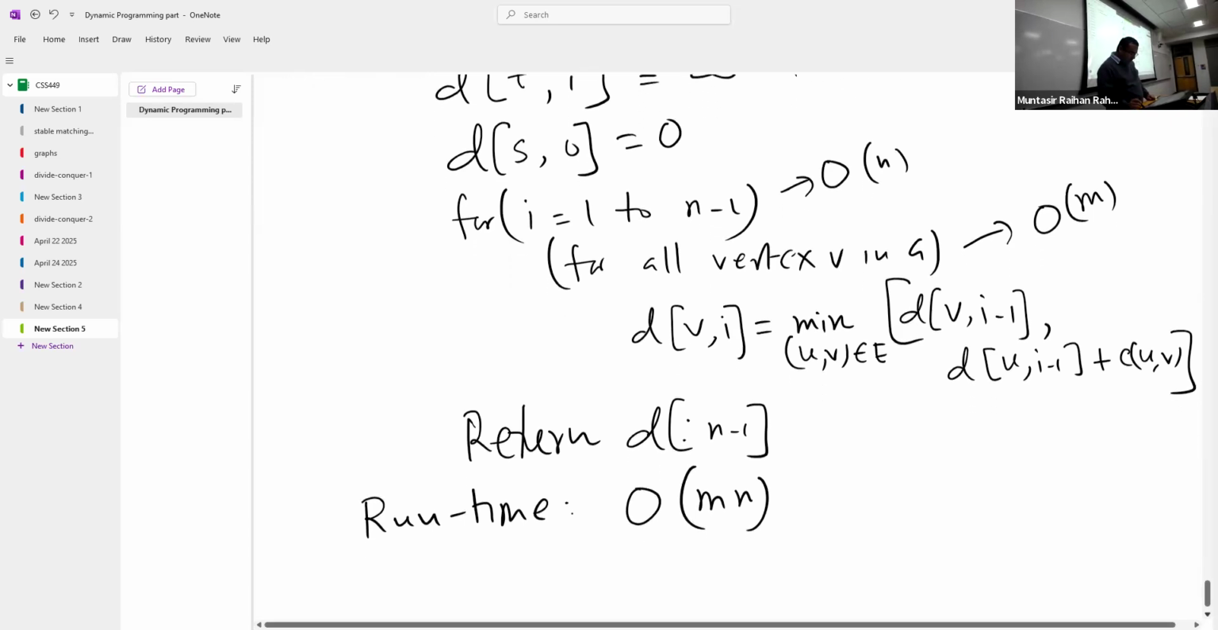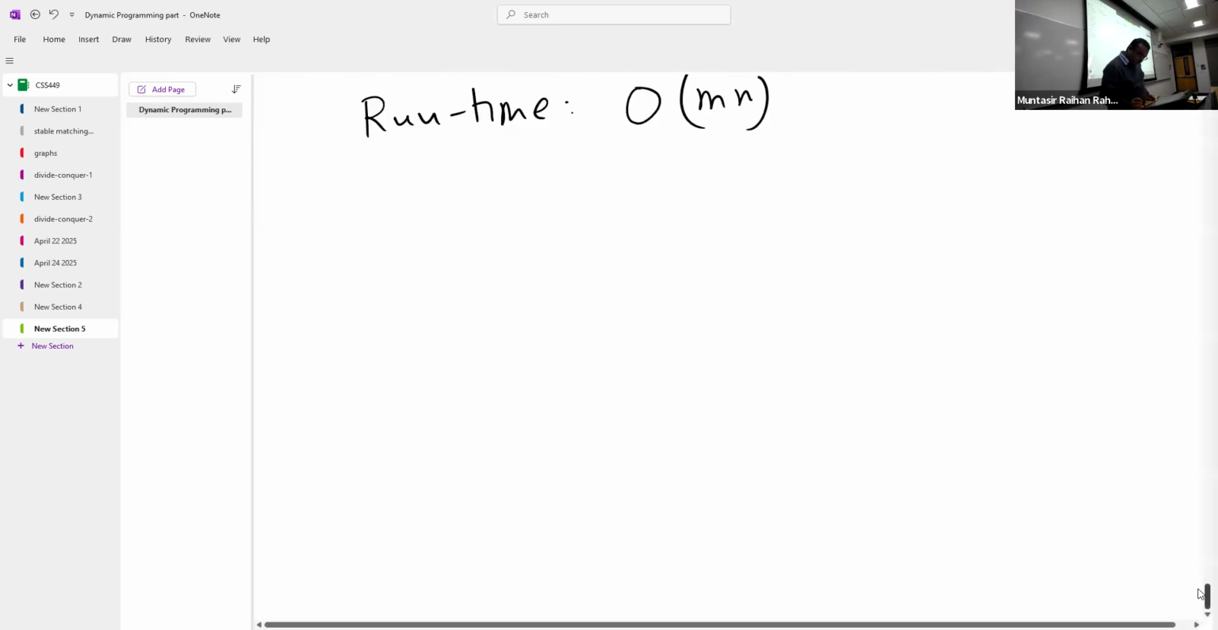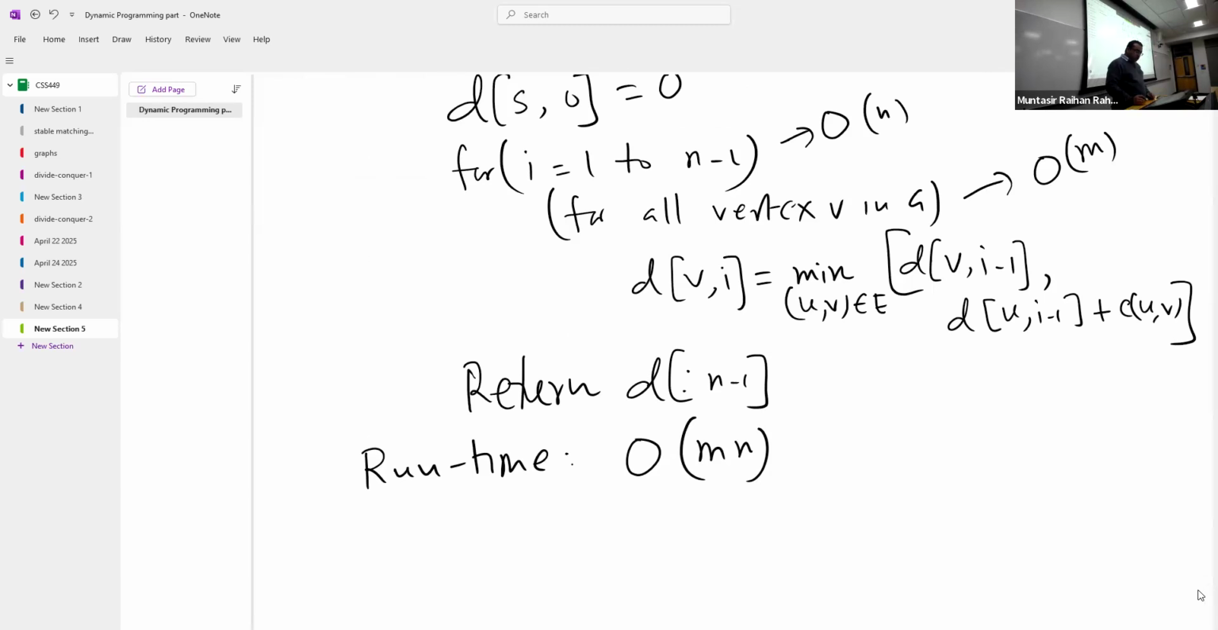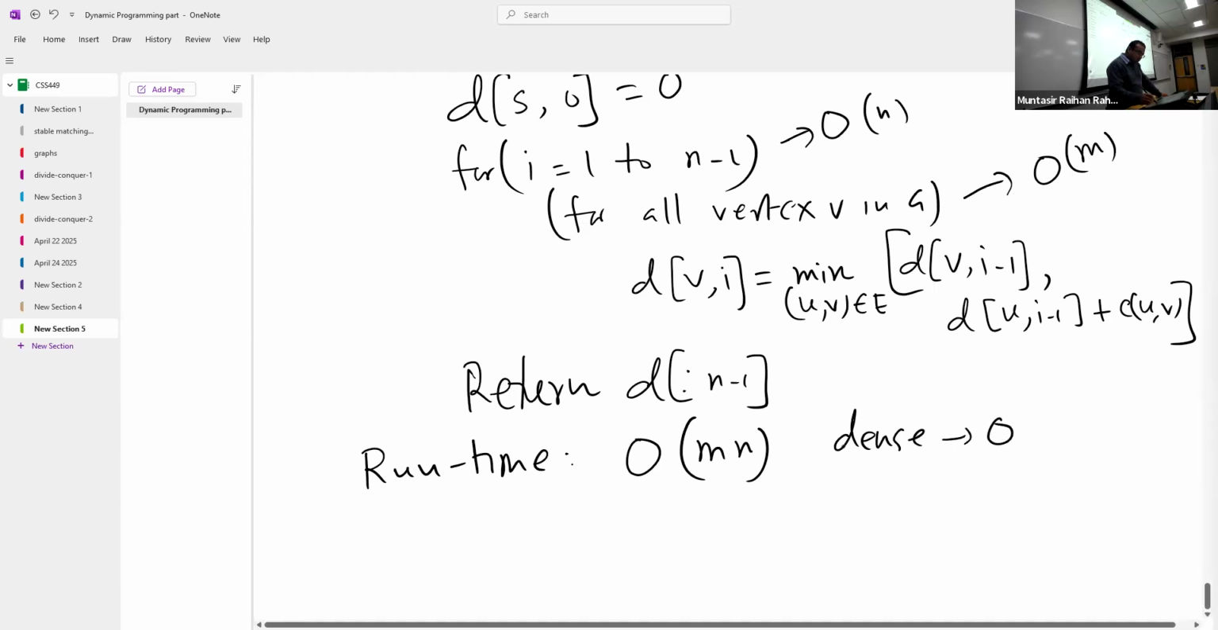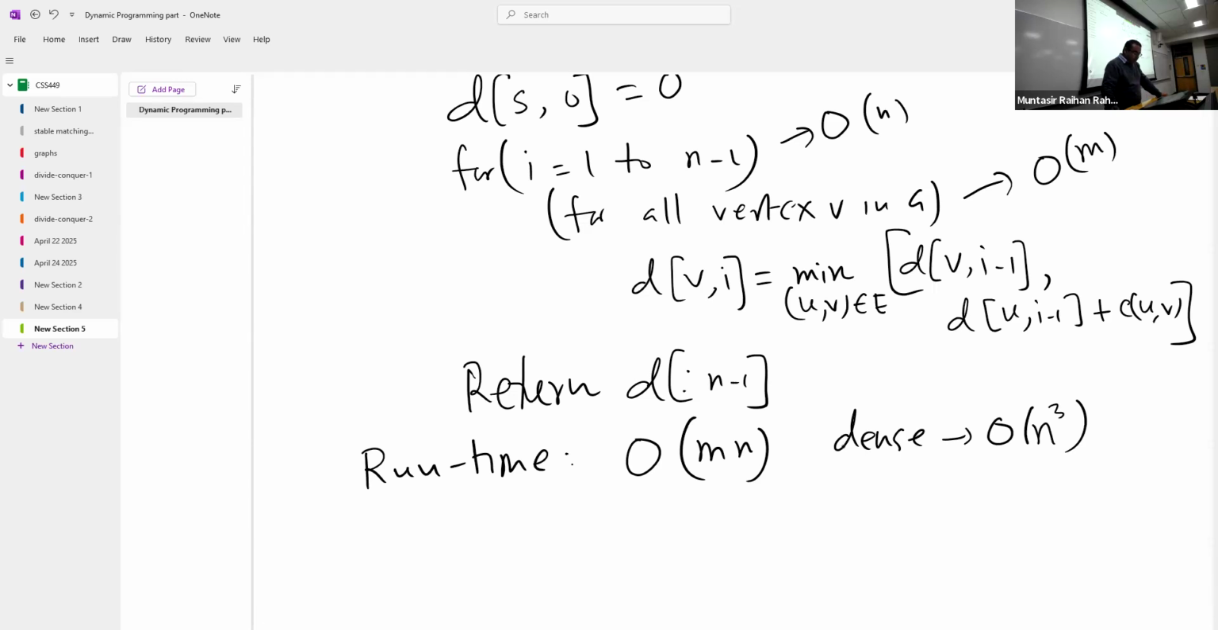In general, if a graph is sparse, then m is like just n, but if it's dense, then m can be O of n squared, right? So for a dense graph, this turns out to be O of n cubed. And now, how would you characterize this complexity? Is it linear? Is it quadratic? Cubic? Why is it cubic?